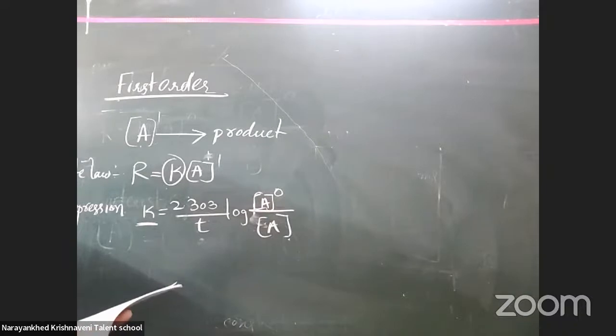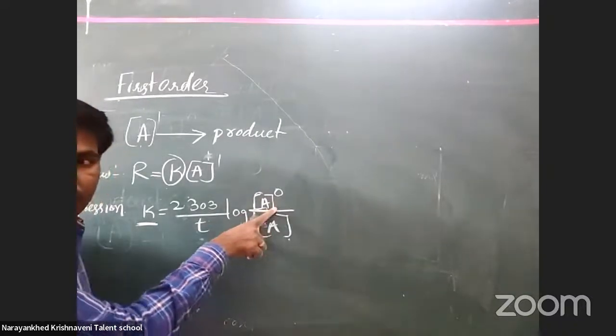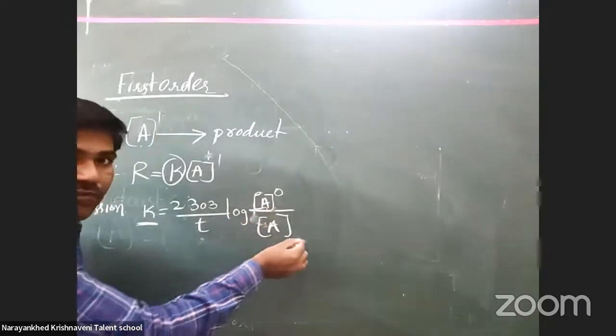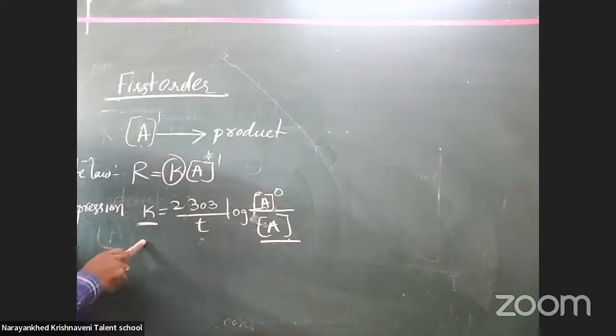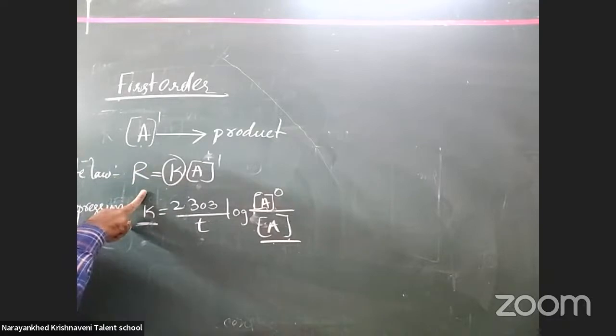Log base 10 we consider here. And what is the A naught here? You know very well, initial concentration. Now it is about the first order change of concentration, that gives us the K value. When you know the K and the concentration, we get the rate value.